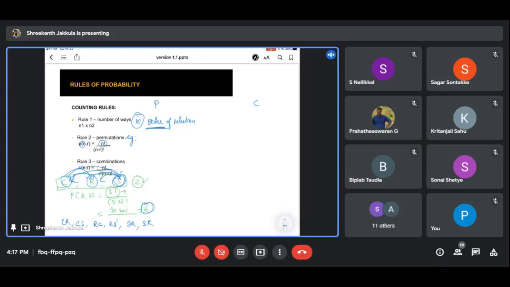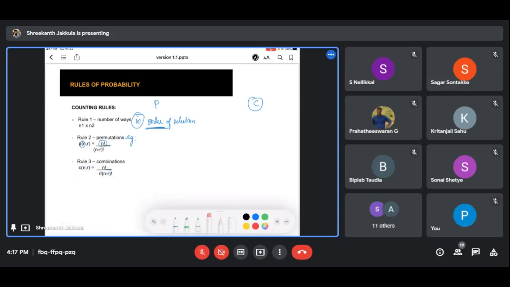But in combination, it is the counting of selections that we can make from n objects, that is, to know the number of arrangements of a group of objects without considering any order. There will be no order at all. So we just have to know how many selections we can do. We can use the formula for combinations, that is nCr equals n factorial divided by r factorial into (n minus r) factorial.